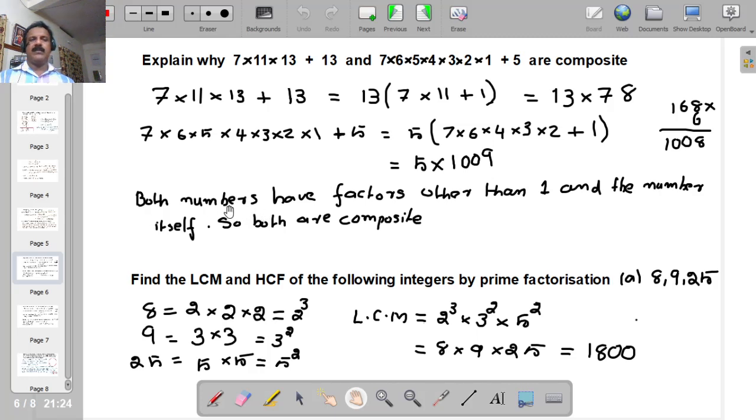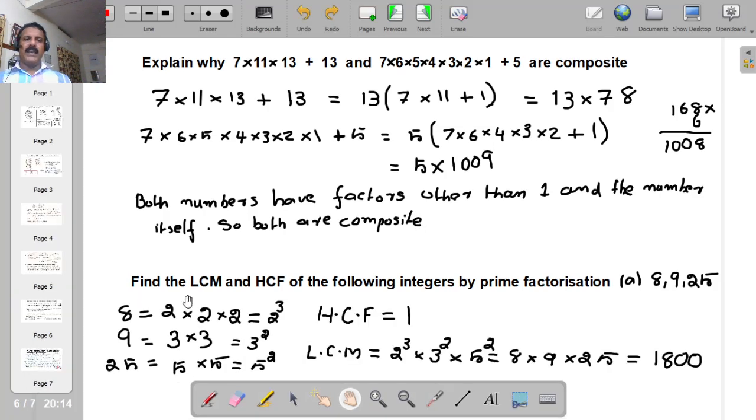Both of these numbers have factors other than 1 and the number itself, so both are composite numbers. Find the LCM and HCF of the following integers by prime factorization. The numbers are 8, 9, 25. We have to find the LCM, least common multiple, and HCF, highest common factor, of the integers 8, 9, 25 by the method of prime factorization.